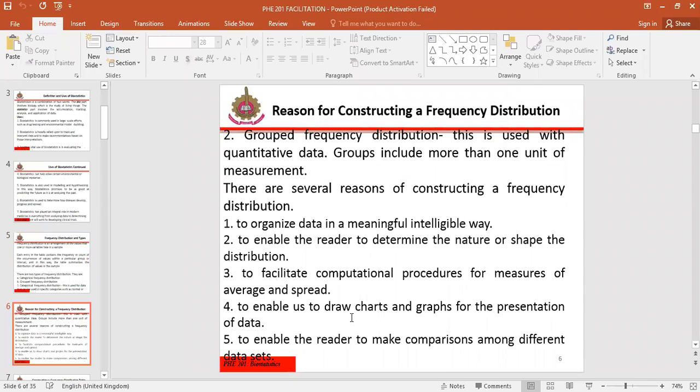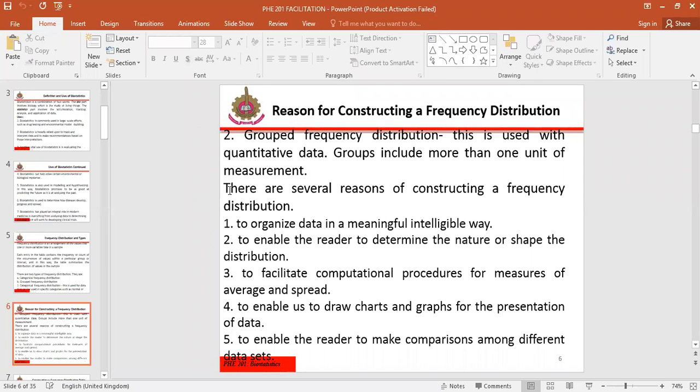Now, the grouped frequency distribution is used with quantitative data, and the group may include more than one unit of measurement. By way of this, I want to specifically talk about the reasons why construction of frequency distribution is necessary. And that is what we'll be seeing below here.